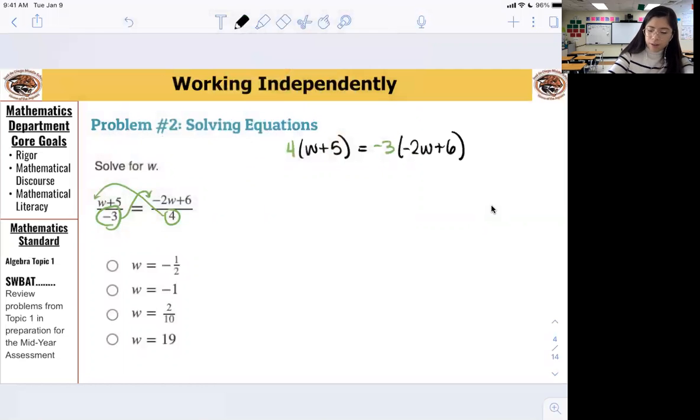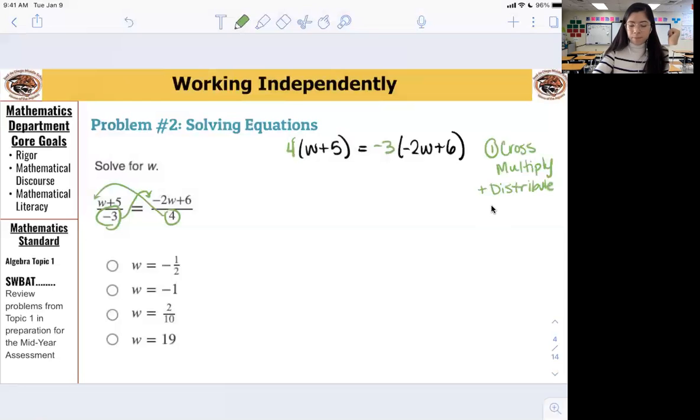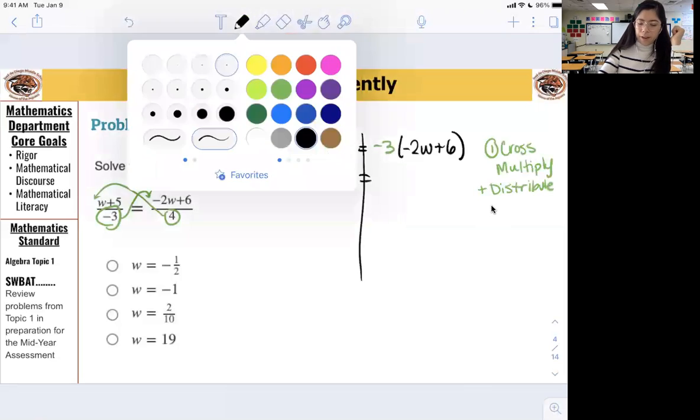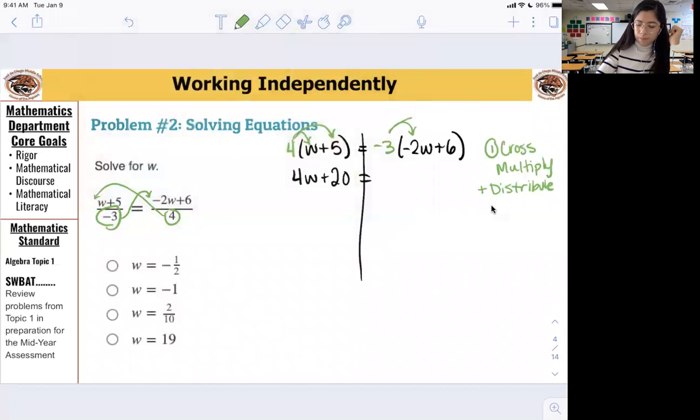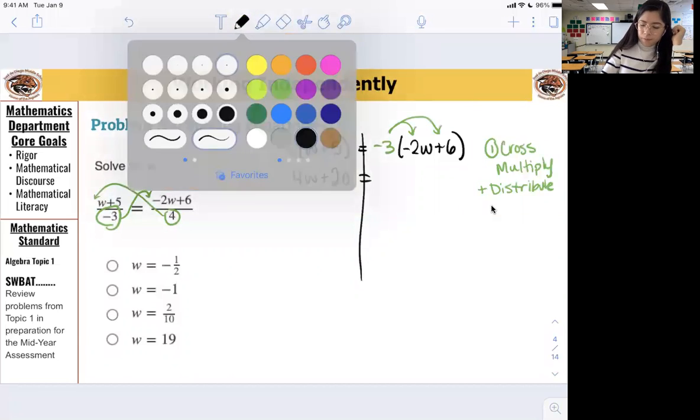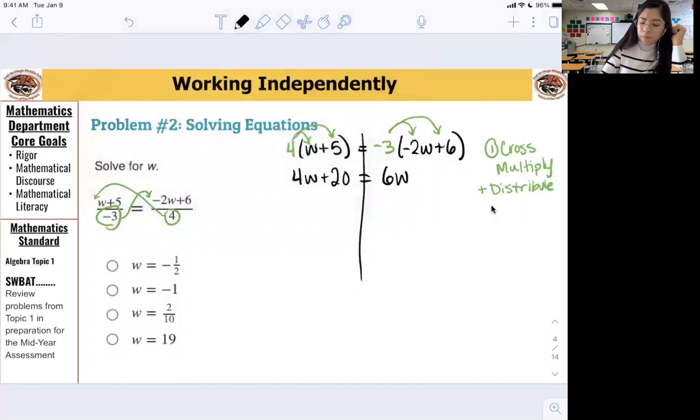All right, so that was step 1. Step 1 was cross multiply, or multiplication property. But there's one more step I need to take. What's that? Distribute. Good. Let's distribute 4 times W, which is 4W, plus 20. Good. And same thing on the right: 6W plus negative 18.